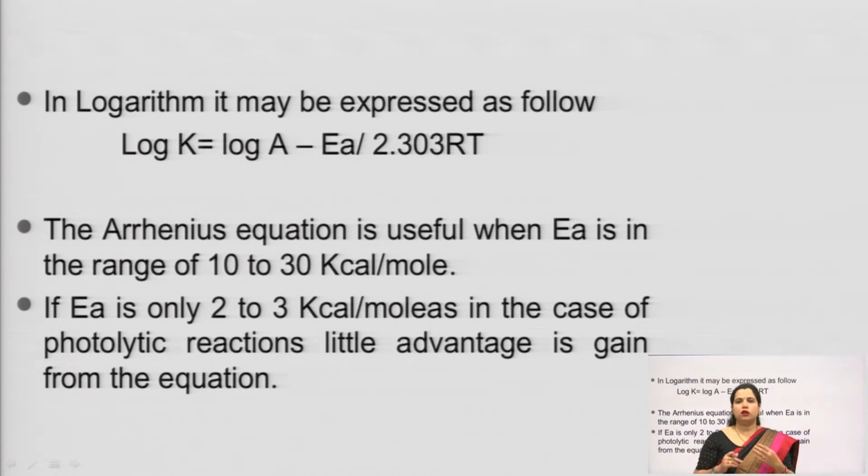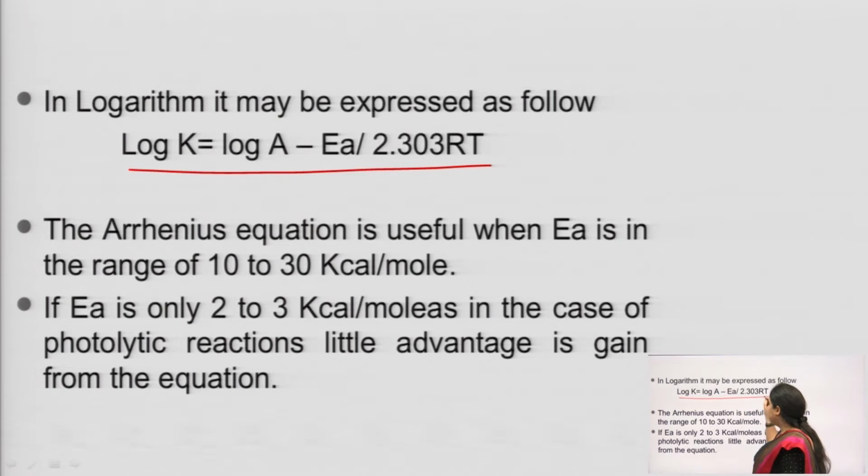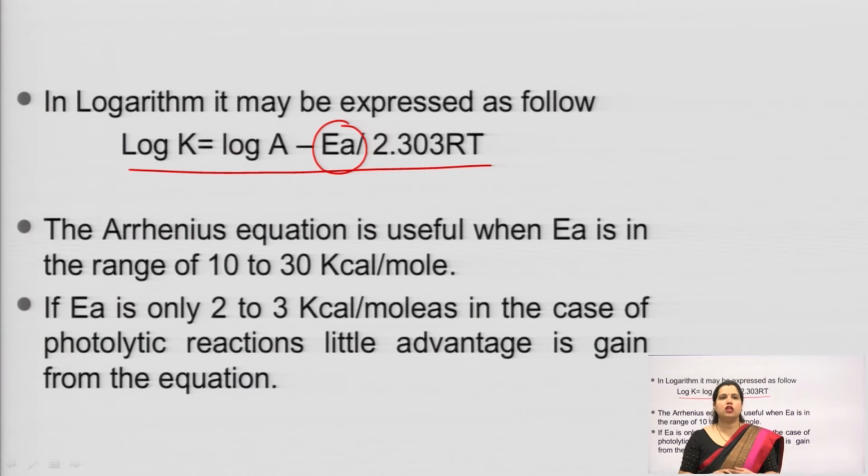So, when we are talking about temperature, we say that in logarithm value we have this equation to be followed, and it is basically useful when Ea, this coefficient, is in the range of 10 to 30 kilocal per mole. If Ea is only 2 to 3 kilocal per mole, as in the case of photolytic reactions, little advantage is gained from the equation. So, we particularly use this equation for specific purposes.